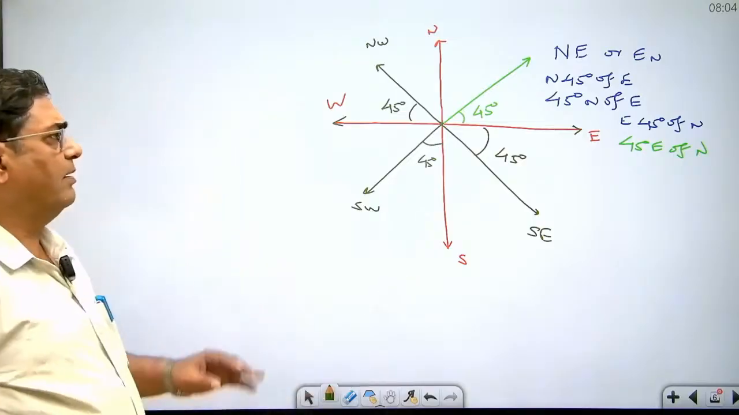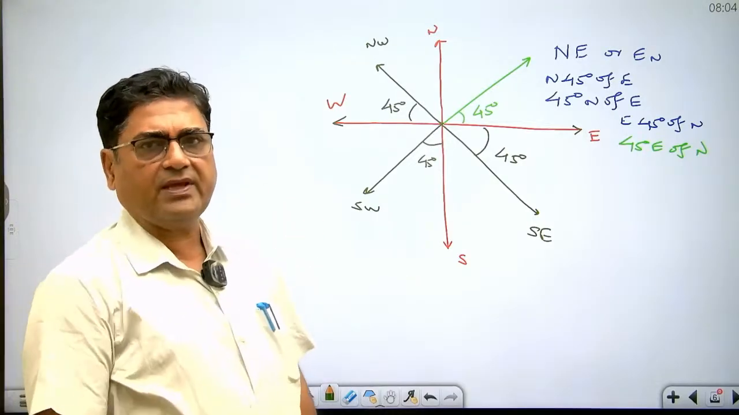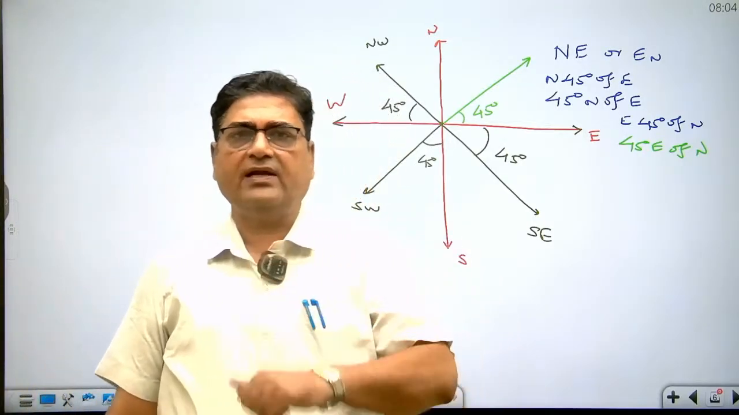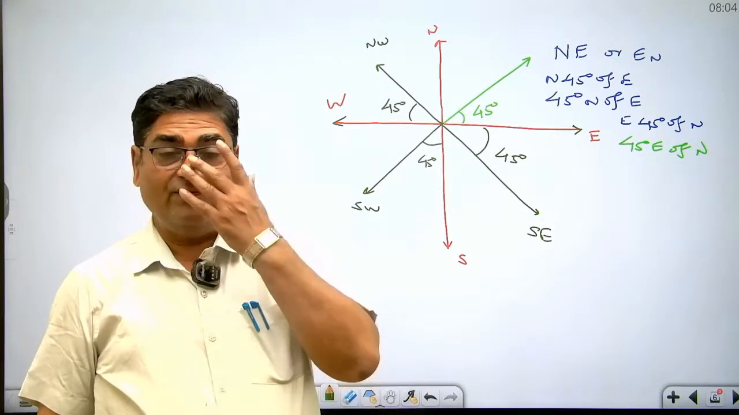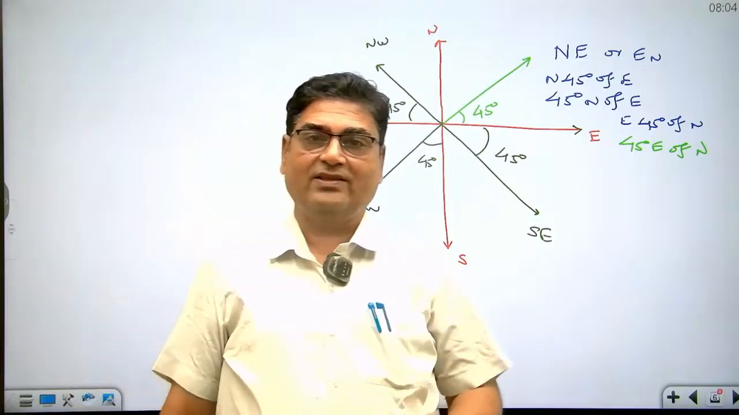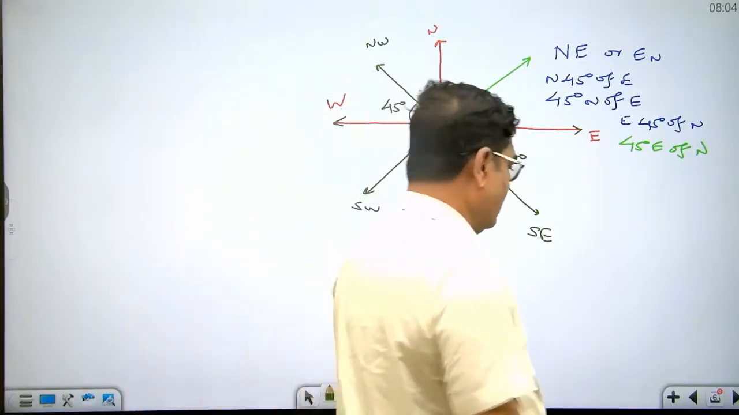But dear student, if a vector is not making an angle of 45 degrees, then how to write the vector? This is very important for solving numerical problems, because if you do not understand the vector notation, then you cannot solve the question. Okay, so let's see.